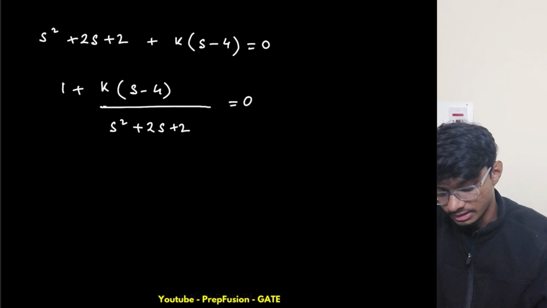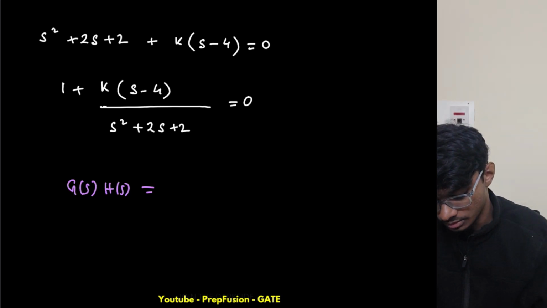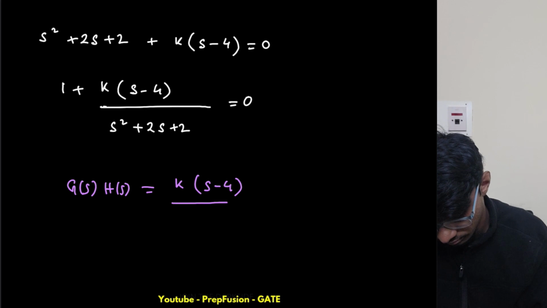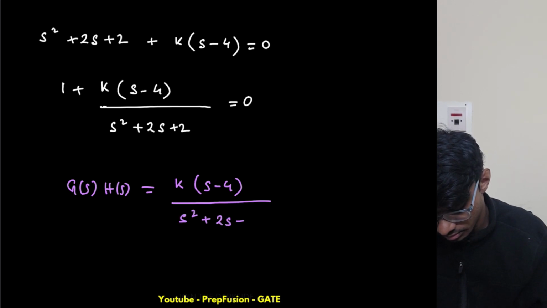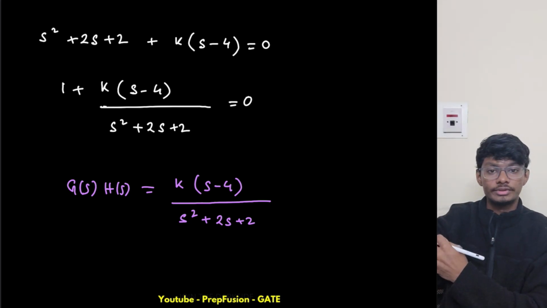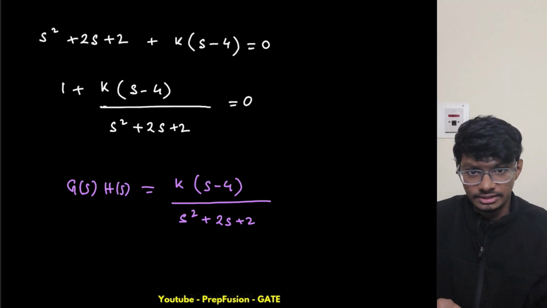So from here I can write my open loop transfer function G(s)H(s) equals K into (s minus 4) divided by (s square plus 2s plus 2). Okay, so this is my standard format. Now what you should do is vary the system parameter K.